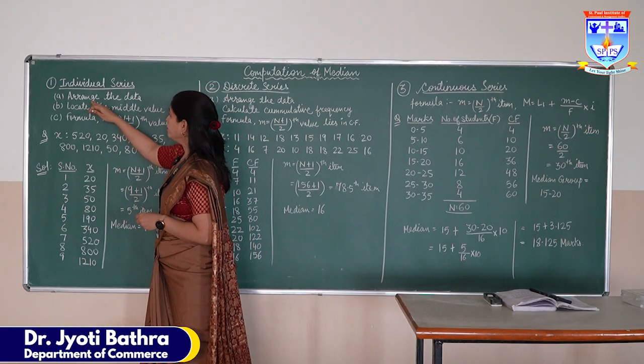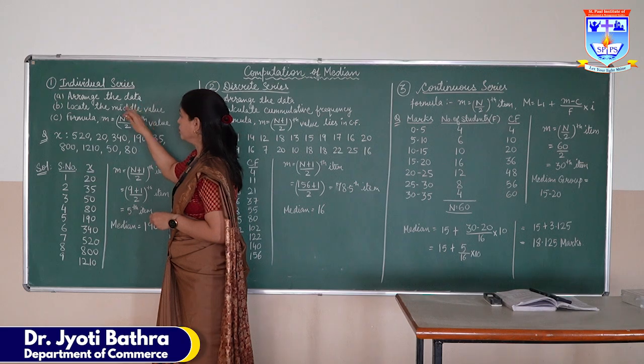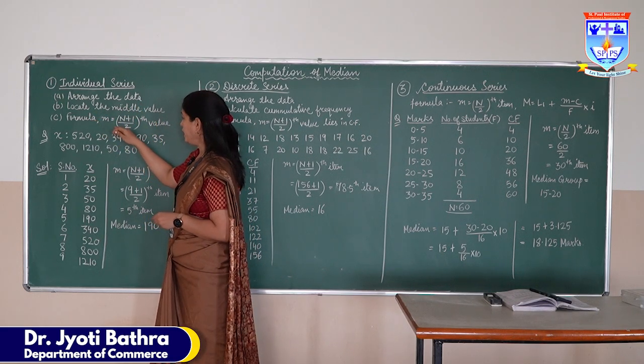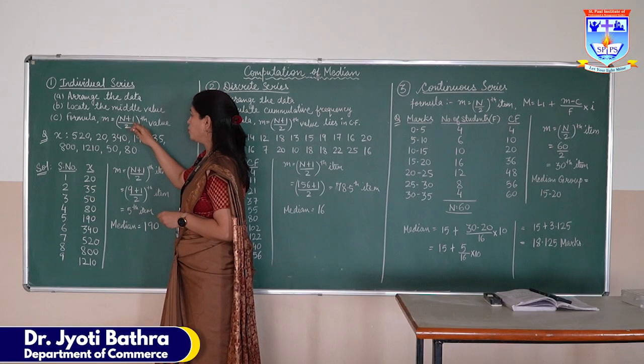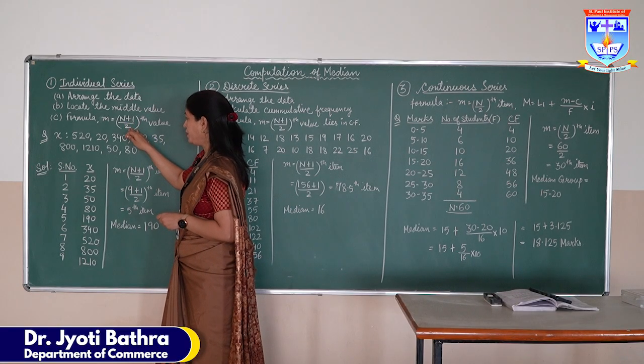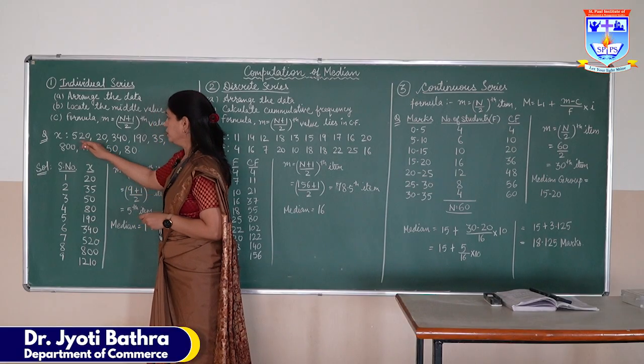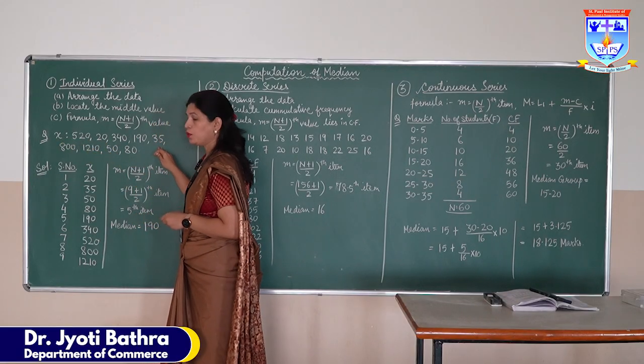First, you have to arrange the data and locate the middle value. The formula is small m equals (n plus 1) divided by 2. Here I have given some example. These are some x values.